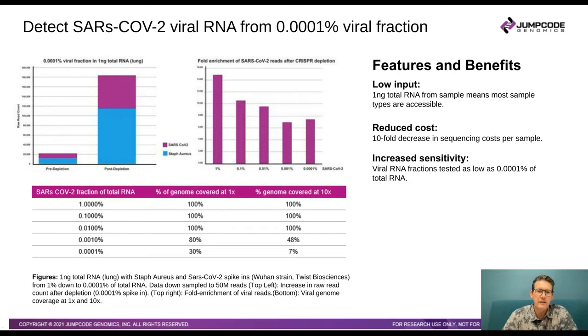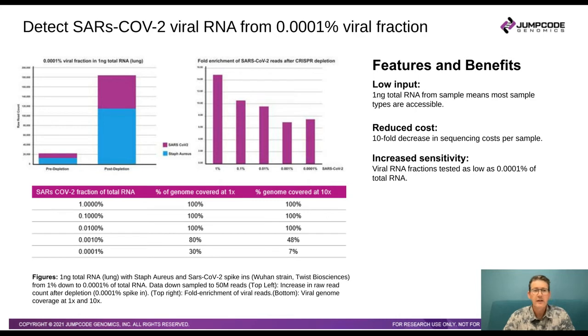And then in the upper left-hand graph, we're simply looking at the raw read alignments to the Staph aureus genome and the COVID genome with and without depletion. You can see here that without depletion, we have about 20,000 reads or so aligning to those two genomes. And then post-depletion, that goes up considerably to over 180,000 raw reads. So we're gaining a large fold increase in raw reads aligning to those two genomes.